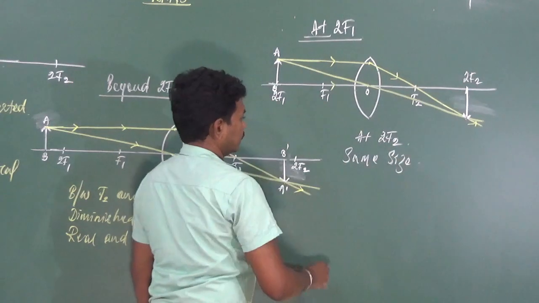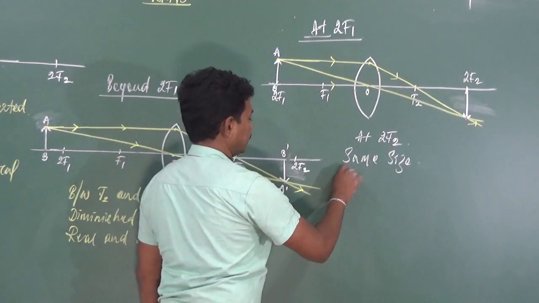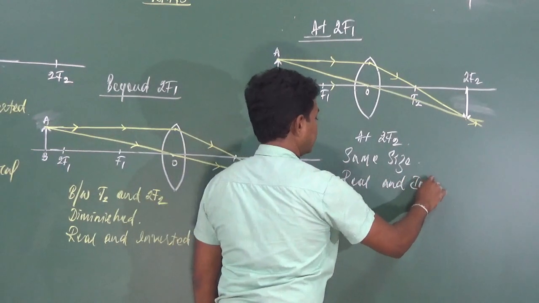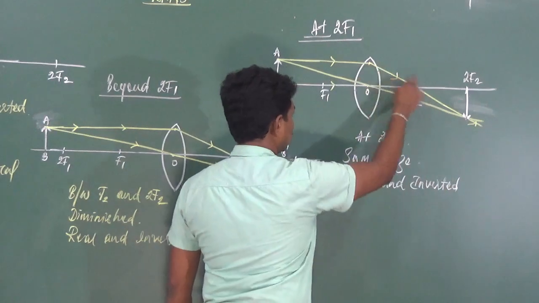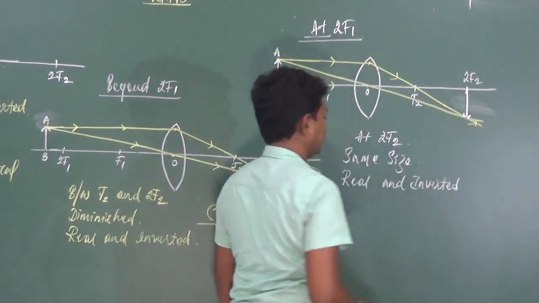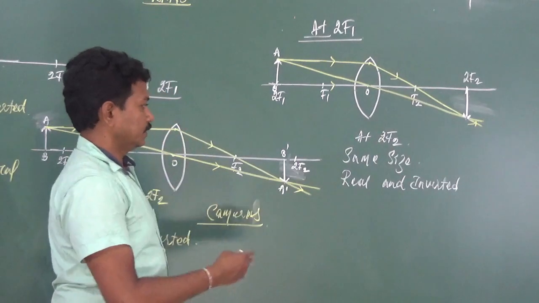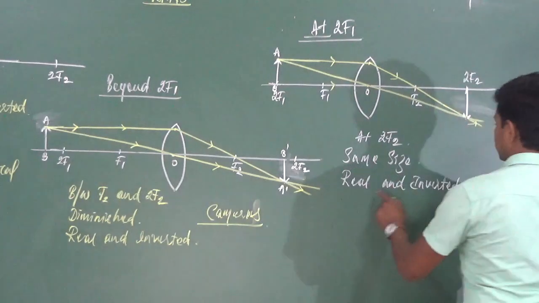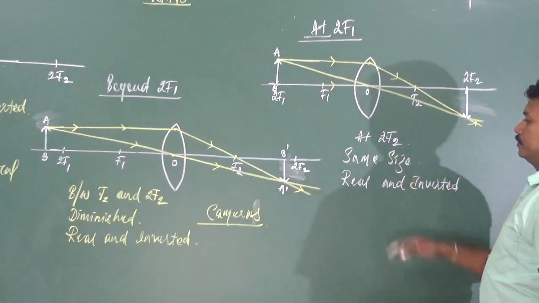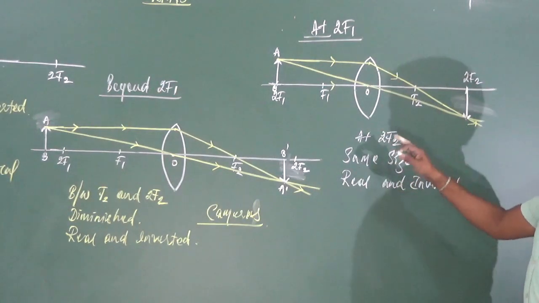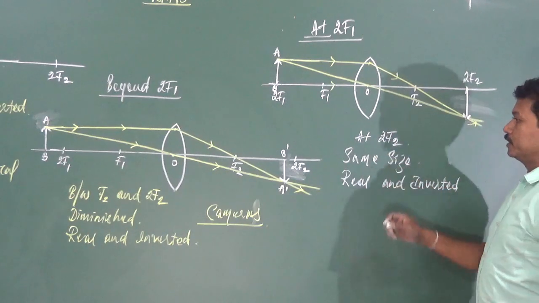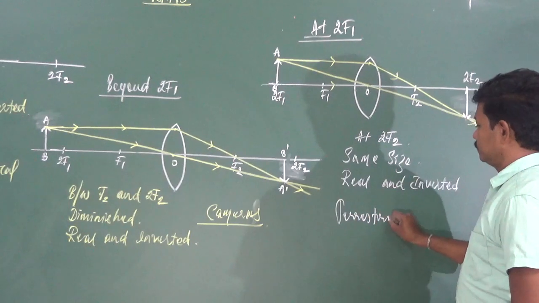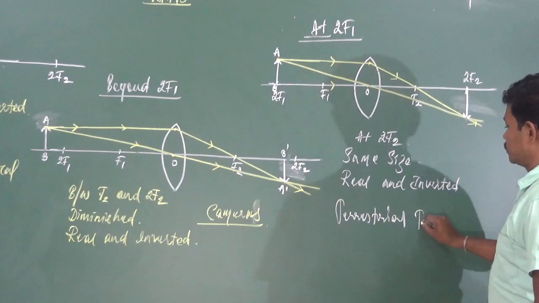Same size. Then it is real and inverted, because the two light rays after refraction are going to meet at this point. Therefore, the image is real and inverted. So it is at 2F2, same size, real and inverted. Where are we going to use this type of system in optical instruments? We are going to use this in terrestrial telescopes.